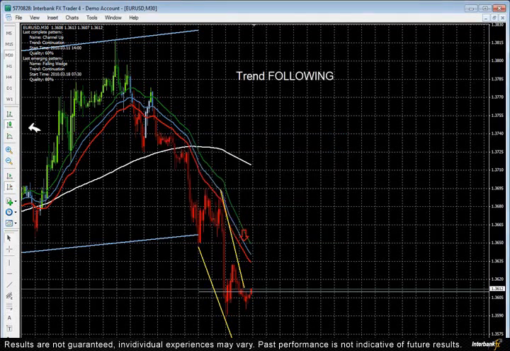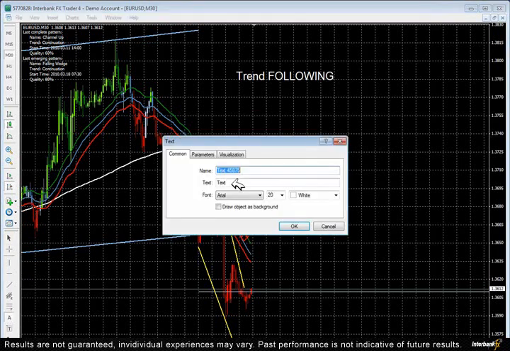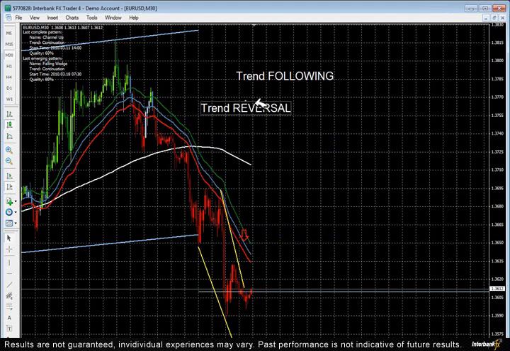Is it a trend reversal strategy? Because there are some strategies that look to simply follow the trend. There are other strategies that tend to wait for the trend to reverse.